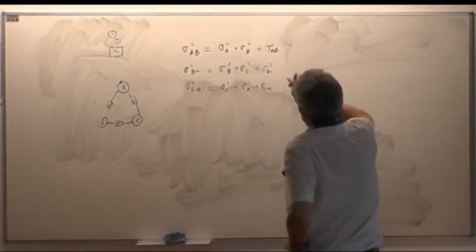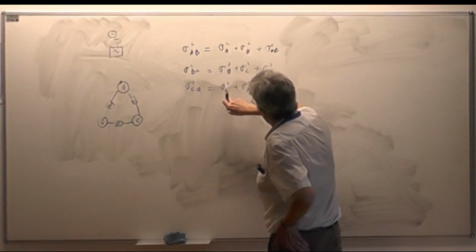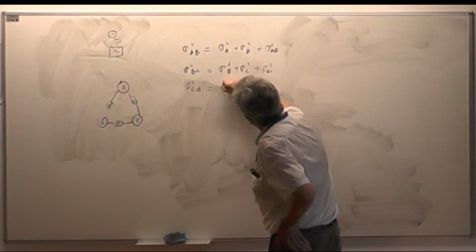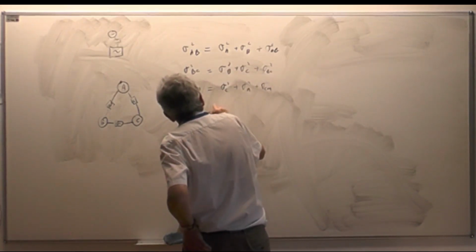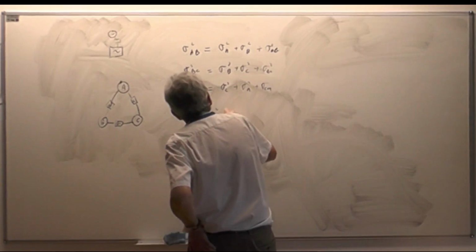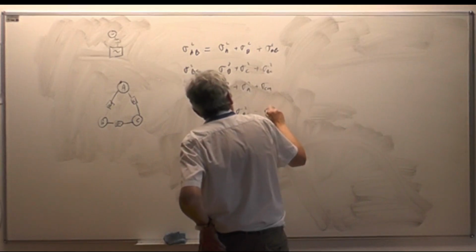And you see that if I take, for instance, I will make the sum of these two ones, and I will make the difference with this one. Sigma square AB plus sigma square BC minus sigma square CA.